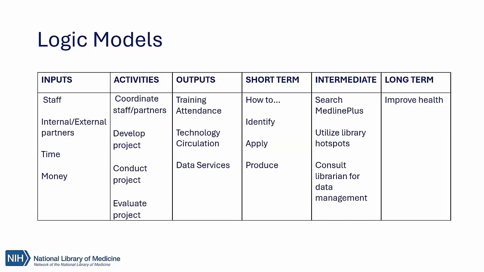Under the column labeled activities, include process activities such as coordinate with staff and or your community partners. Develop project, conduct project, evaluate project. This is all about your process. Finally, in the first column labeled inputs, we have what we're starting with. Your staff, your internal and external partners, your time, money.